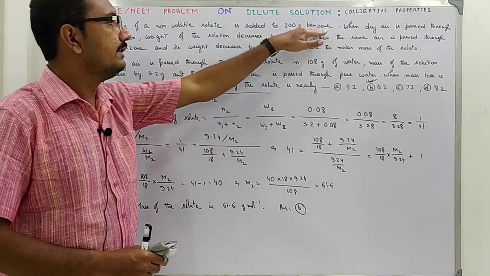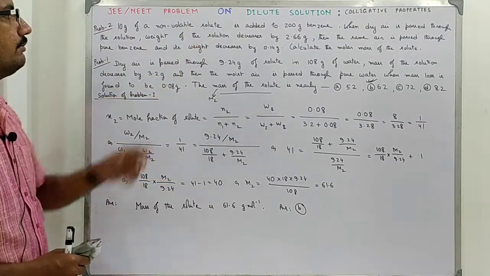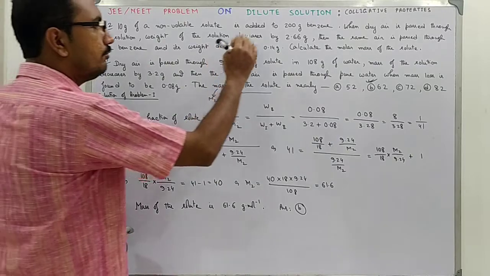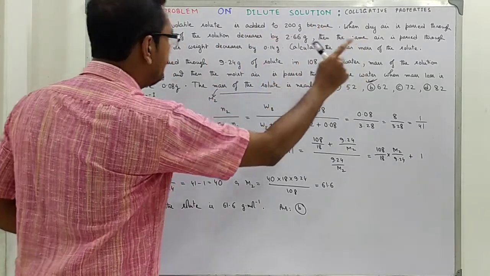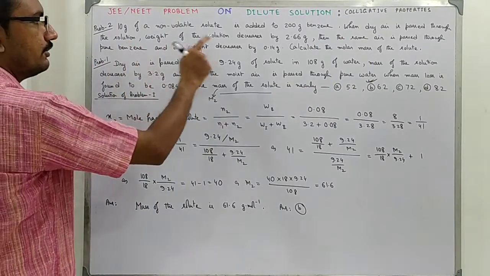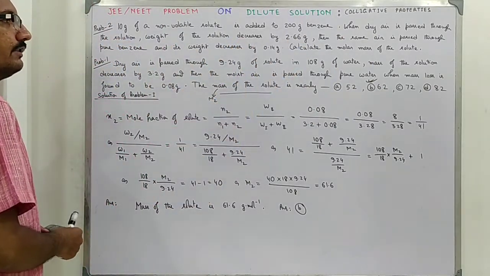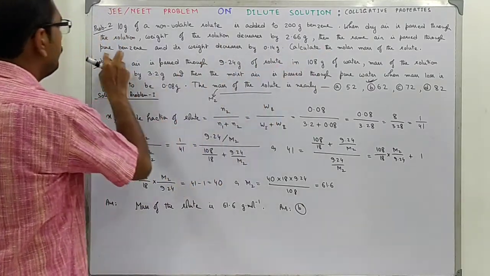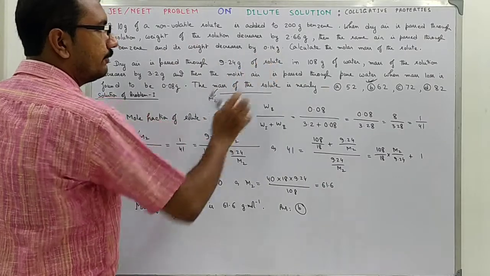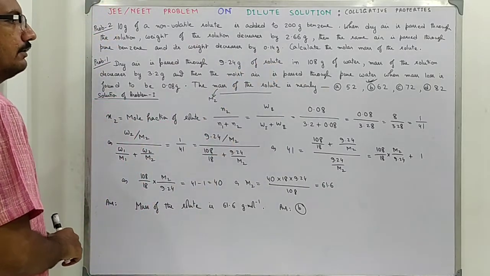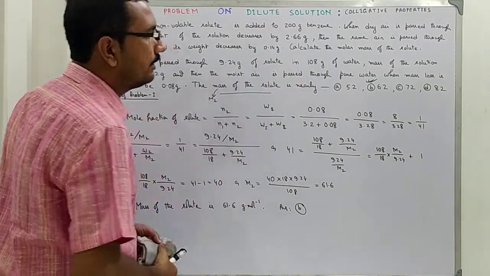Here we have the solvent to be benzene. Now 10 gram of a non-volatile solute is added to 200 gram benzene. When dry air is passed through the solution, the weight of the solution decreases by 2.66 gram. Then the same air is passed through pure benzene and its weight decreases by 0.14 gram. So exactly the same phenomenon occurs. Now calculate the molar mass of the solute.